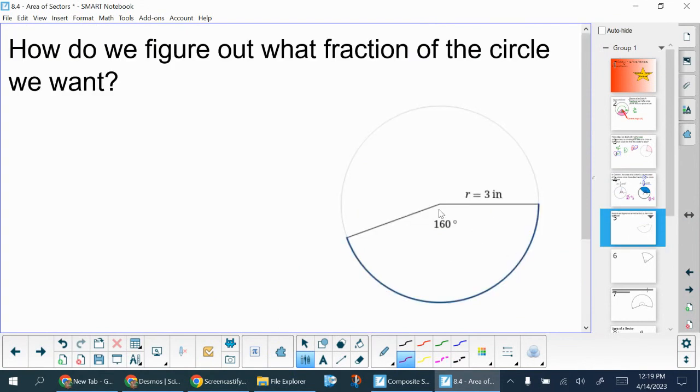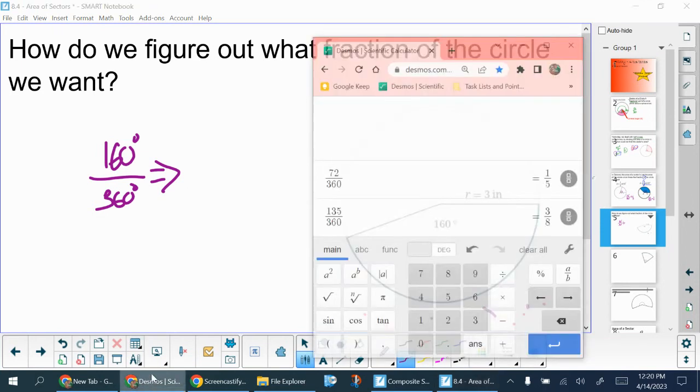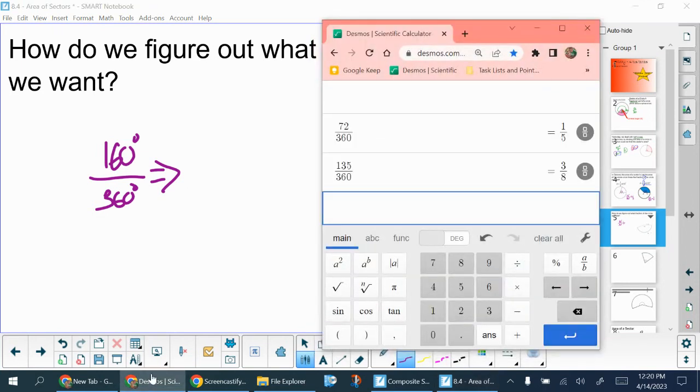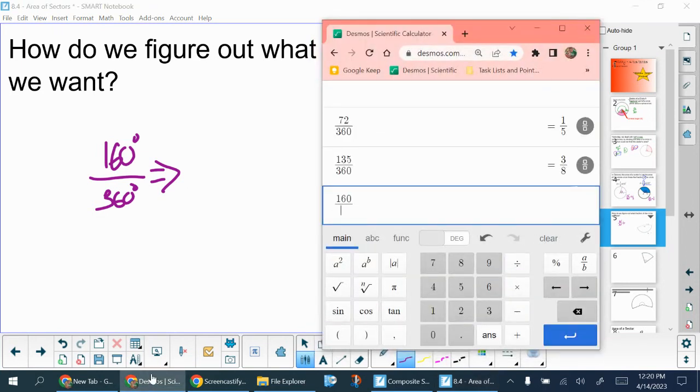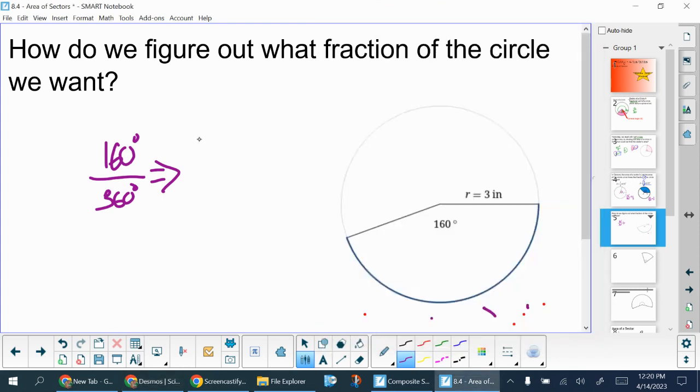So here, if I had 160 degrees and I want to know what fraction of the circle it is, I'd have 160 degrees as my part, 360 degrees as my whole, and I could simplify that. If I pull up Desmos here, 160 degrees divided by 360 degrees was 0.4 repeating, but that's 4/9 as a fraction. So this is 4/9 of my circle.